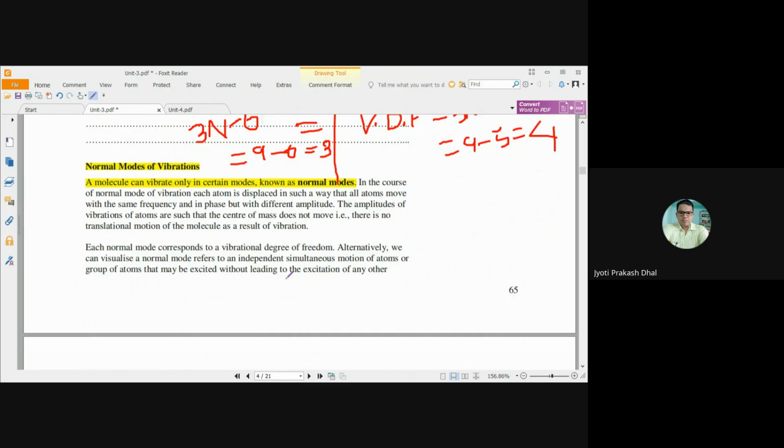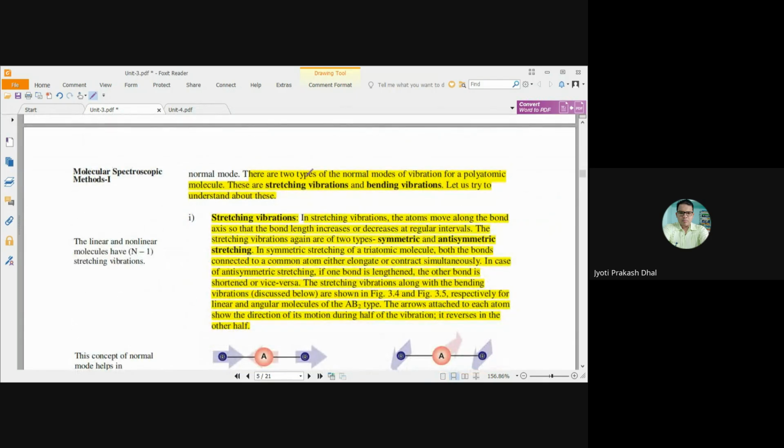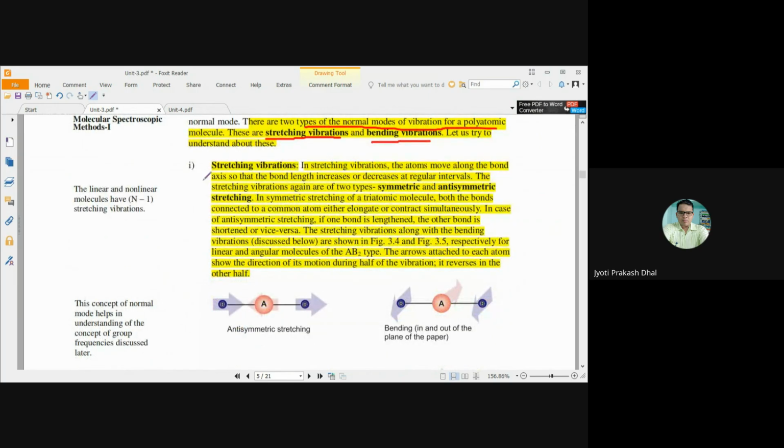Now coming to normal modes of vibration. A molecule can vibrate only in certain modes known as normal modes. There are two types of normal modes of vibration for a polyatomic molecule: stretching vibrational modes and bending vibrational modes. Here we will discuss what stretching vibrations are. In stretching vibrations, the atoms move along the bond axis so that the bond length increases or decreases at a regular interval.